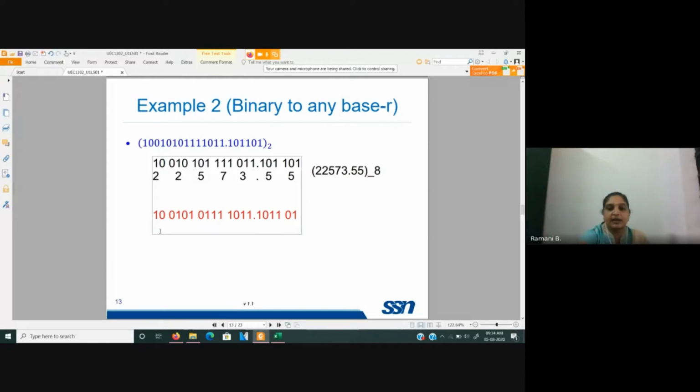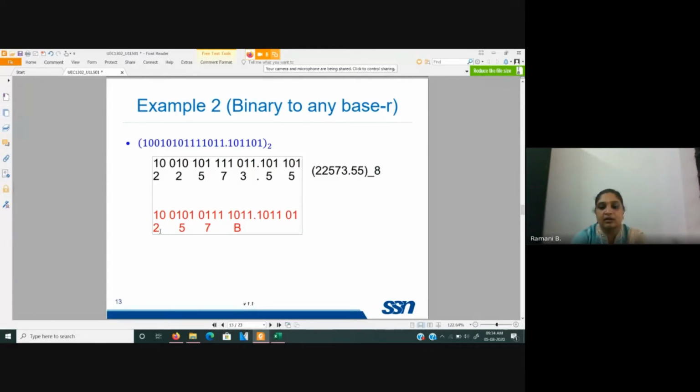So this is again a 2. Then 0, 1, 0, 1 is nothing but a 5. 0, 1, 1 is a 7. 1, 0, 1, 1 is the decimal equivalent 11. In case of hexadecimal, it corresponds to B, because A corresponds to the decimal equivalent 10, and B corresponds to decimal equivalent 11.